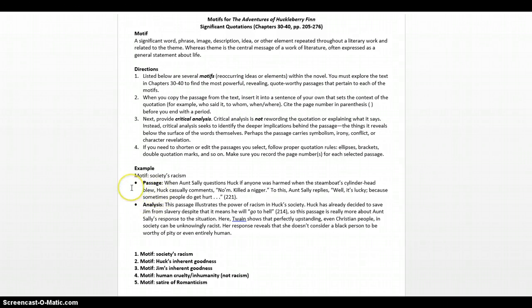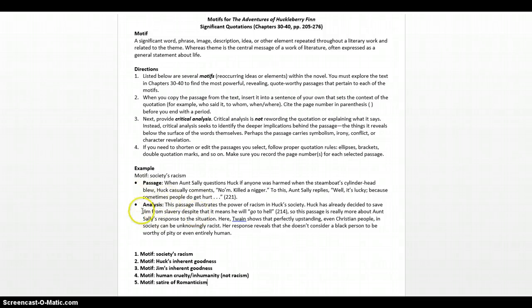So the example that I give refers back to that article, Is Huck Finn a Racist Book? And if you look at the passage, this is from when Aunt Sally questions Huck as if anyone was harmed in the cylinder head explosion that was on the boat that Huck was traveling on. And of course, you should remember that he says, no, it killed a Negro. And she says, well, that's good because sometimes people do get hurt. So obviously that's showing society's racism. Aunt Sally is a representation of society. And she definitely has the same thoughts of most of society at that time. And so when she asks that question, we can see that it really is deeply ingrained in people's beliefs.